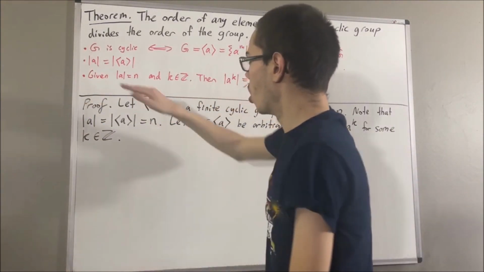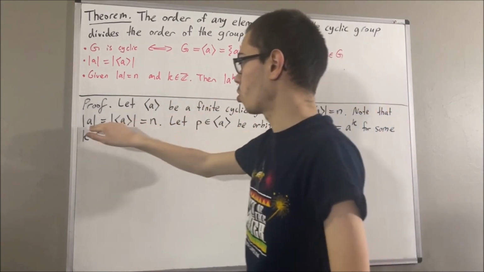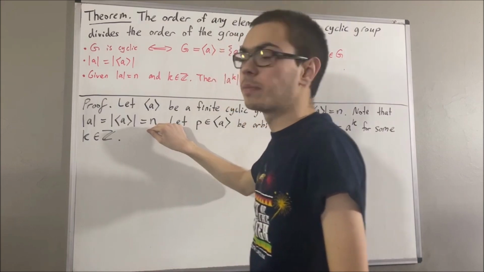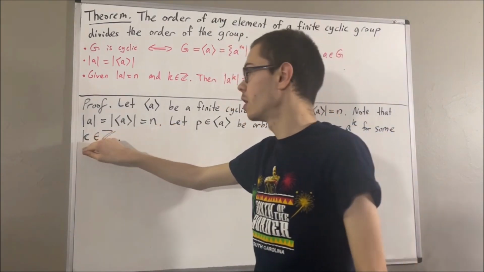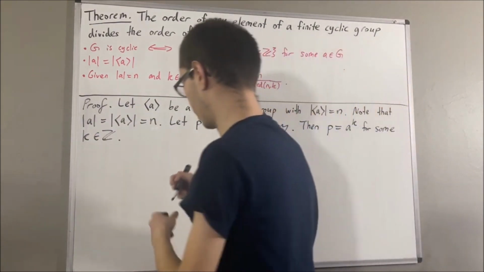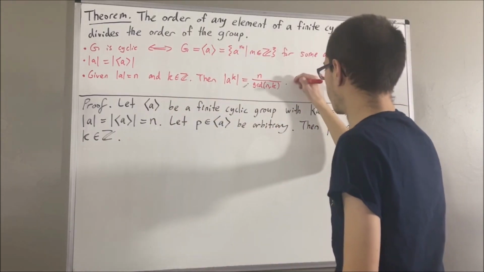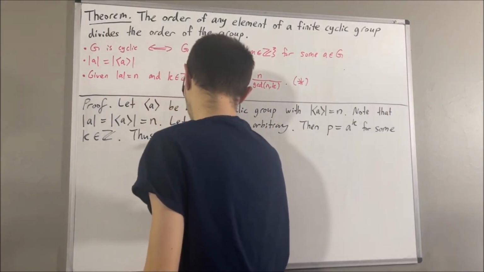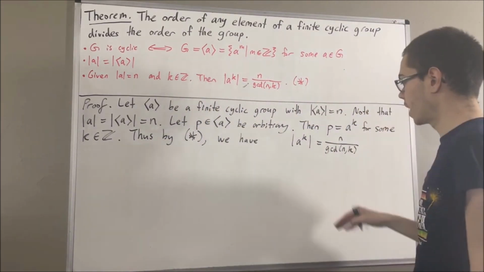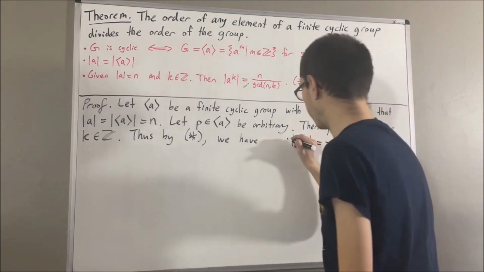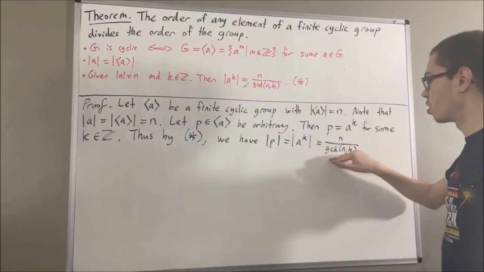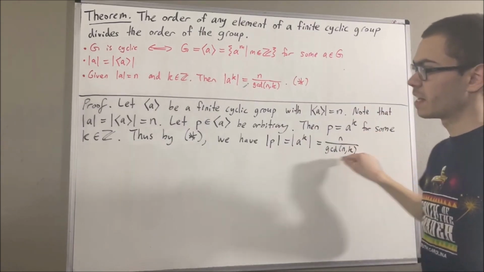But now, according to this result, since we know that the order of our group element A is equal to n, well then, a to the power of k must have finite order, and the order of a to the power of k is equal to n over GCD of n and k. Now I'm going to call this result star, just for reference. And since p is equal to a to the k, we know that this is equal to the order of p. But this quantity divides n.